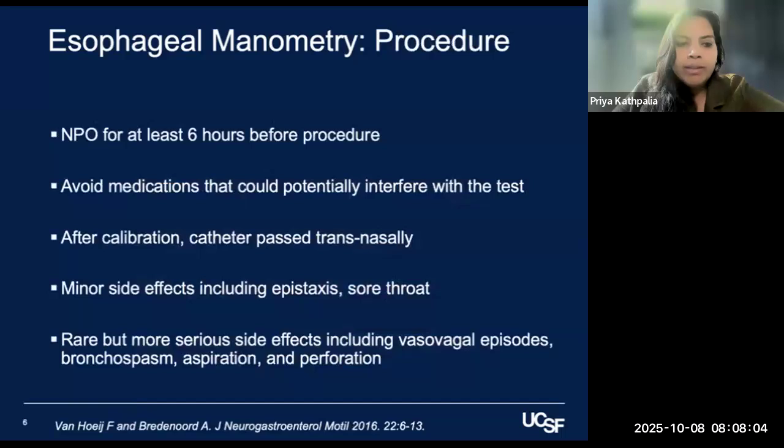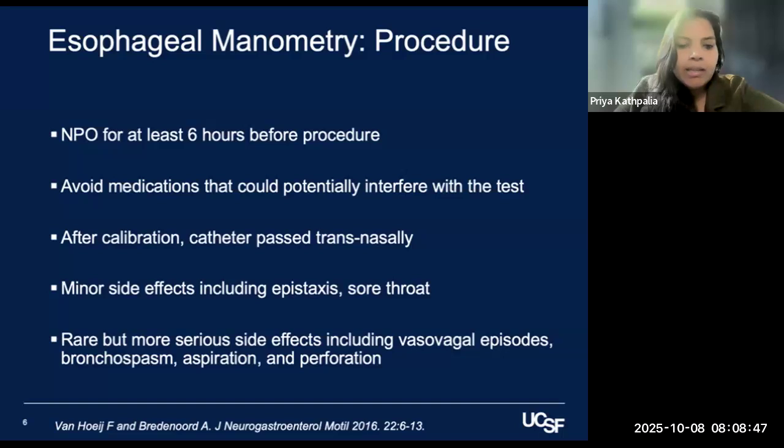Now, we always tell the patients to be NPO for at least 6 hours before the procedure and to avoid medications that could potentially interfere with the test. So we tell them to discontinue all pro-motility agents such as Reglan, prucalopride, domperidone, erythromycin, sedative meds, various blood pressure medications that can impact smooth muscle function and can interfere with testing. So we have a pretty extensive list of meds that we review ahead of time with the patients and make sure that they stop that. And if they can't, we just make note of that and interpret the test accordingly.